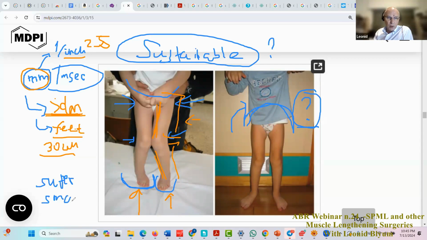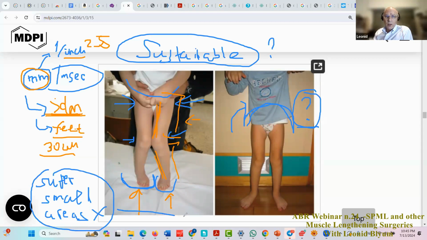So you see, if we put it in words, if super small areas don't work, then the long lines shield those small areas and they take the loads. That's what you see here.